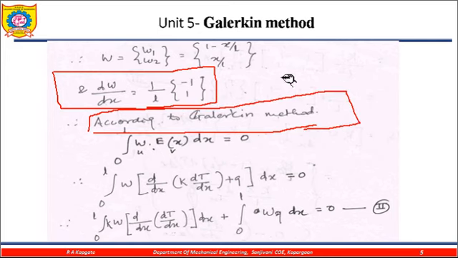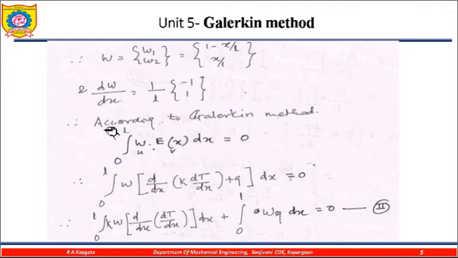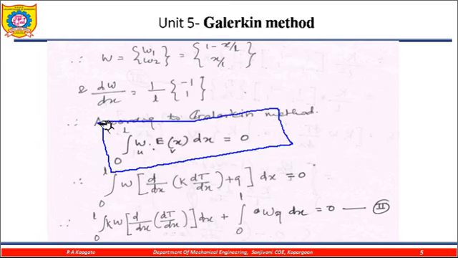So in the Galerkin method, whatever strong form we have defined, that strong form is converted into a weak form. So this is my weak form. For converting my strong form into the weak form, I need to use this formula. So what is this formula? This formula is the integration from 0 to L of weight function w multiplied by error of approximation function multiplied by dx is equal to 0.